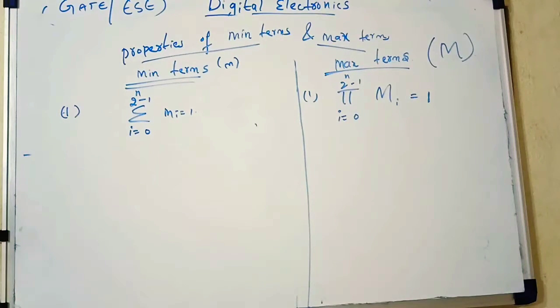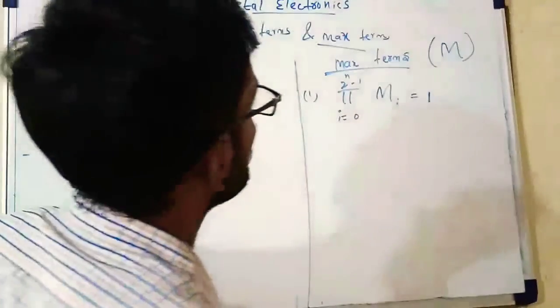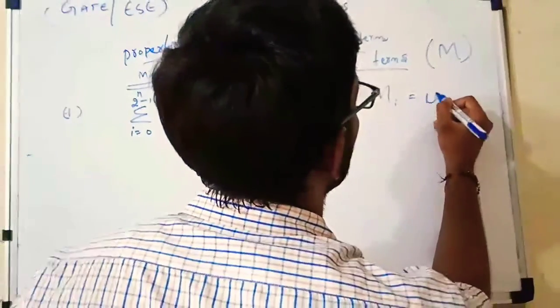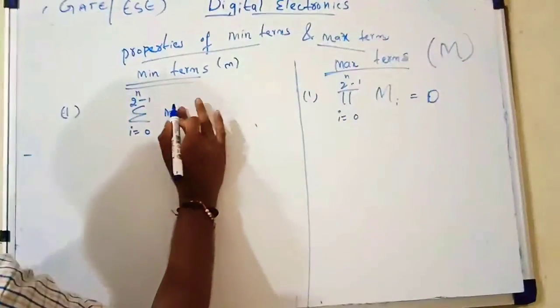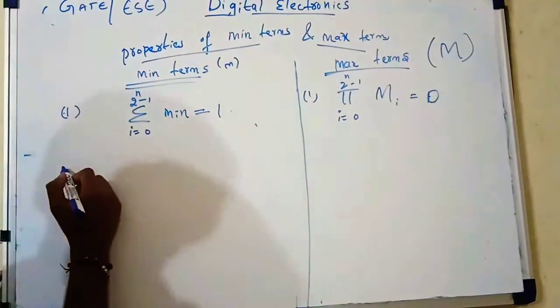Let us see the second property. Here we have seen that max term represents the value as 0. So here the value will be 0. For min term the value will be 1. Now let us see the second property.